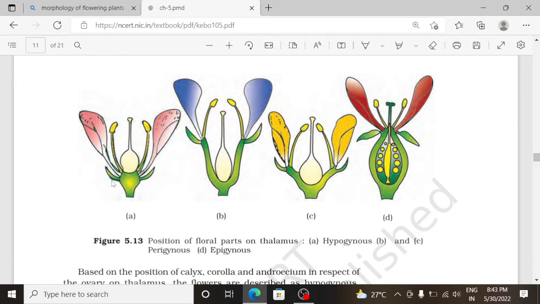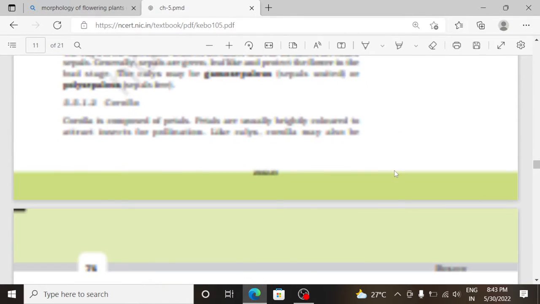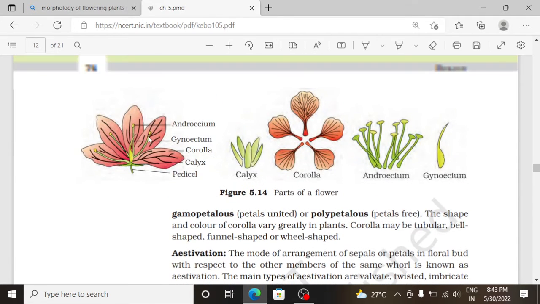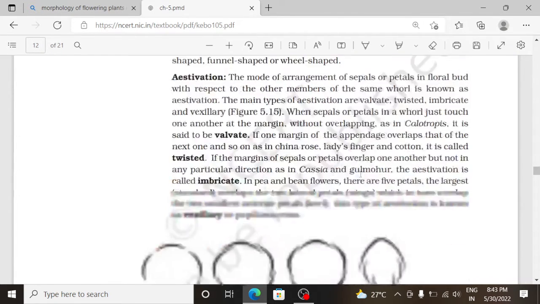See, this one is hypogynous, this B and C is perigynous, and this is epigynous. Okay, then these are the parts of a flower. You can see here the androecium, that is the male reproductive organ, gynoecium, the female reproductive organ, corolla, calyx, pedicel. Here you can see the calyx structure, the corolla structure, the androecium, and the gynoecium.